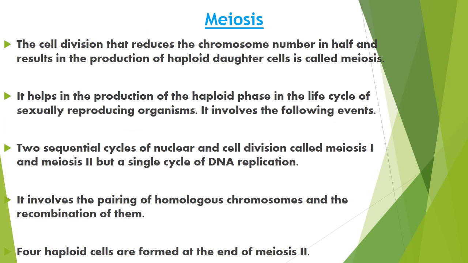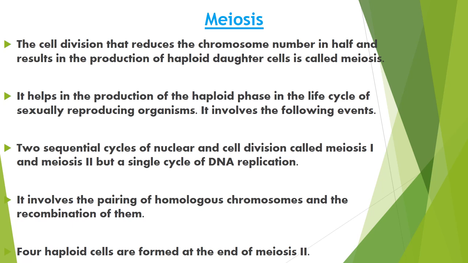Next one is meiosis. In meiosis, all stages are the same, but only the first stage, prophase 1, is the longest phase. So you have to remember, again I am repeating, prophase 1 is the longest phase of meiosis 1. The cell division that reduces the chromosome number by half and results in the production of haploid daughter cells is called meiosis. It helps in the production of the haploid phase in the life cycle of sexually reproducing organisms.